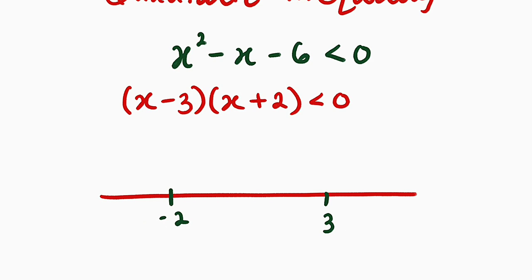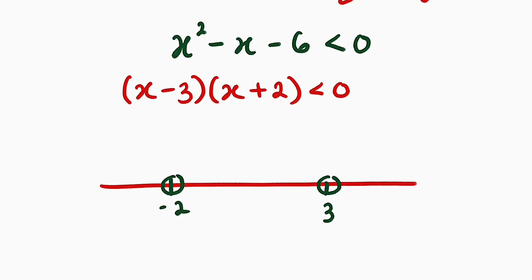Remember that these two critical points will not satisfy the inequality, unless you want to check. For instance, if we check -2, by plugging in -2 here, you have -2 + 2, which is 0, and 0 times this will be 0, and 0 is not less than 0, rather equal to 0. Likewise, taking 3, plug it here, you have 3 - 3 is 0. 0 times this is still 0, and 0 is not less than 0. So the two critical points will not satisfy the inequality. So we have an open circle here, indicating that they are not part of the solution.